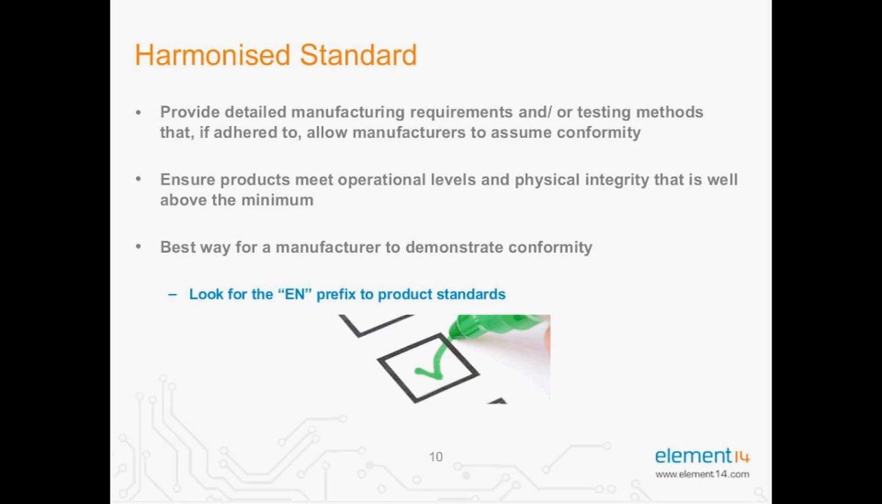Next up we've got the Harmonised Standard. Harmonised standards provide detailed manufacturing requirements and or test methods that, if adhered to, allow manufacturers to assume conformity. Harmonised standards are written to ensure products meet operational levels and physical integrity that is well above the minimum requirements of CE marking directives. Harmonised standards are the best way for a manufacturer to demonstrate conformity. If you look for the EN prefix to product standards, this denotes the standard is Euro-normalised and means it is valid across the community. All EN standards allow the application of the CE mark.